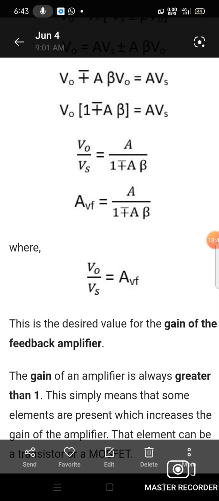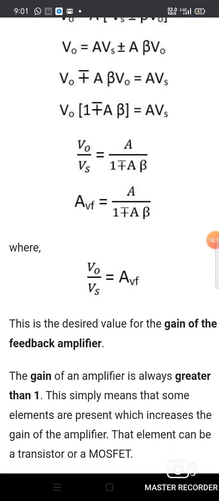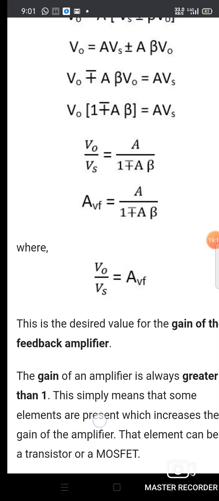For negative feedback, the gain with feedback is A by 1 plus A beta. For positive feedback, the gain with feedback AVF is equal to A by 1 minus A beta for a positive feedback amplifier. The denominator is 1 minus A beta.